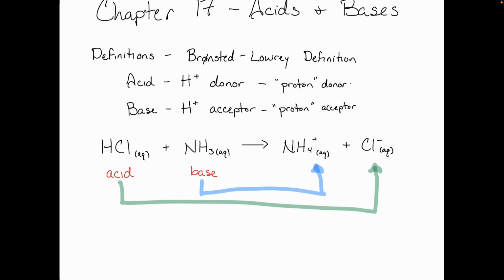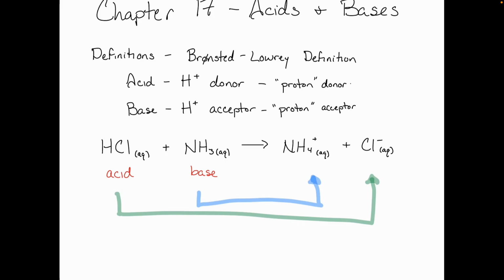All right, some more terminology here. Again, my base is accepting a proton and becoming this NH4. This is what we call the conjugate acid. All right, and my acid, when it donates that proton, it becomes the conjugate base.